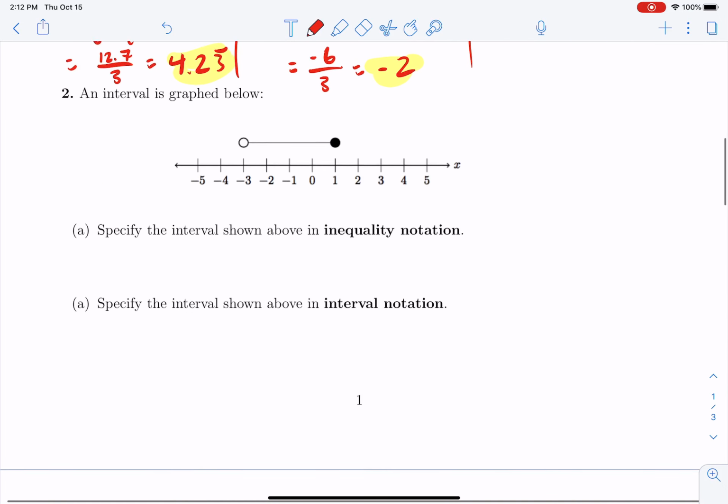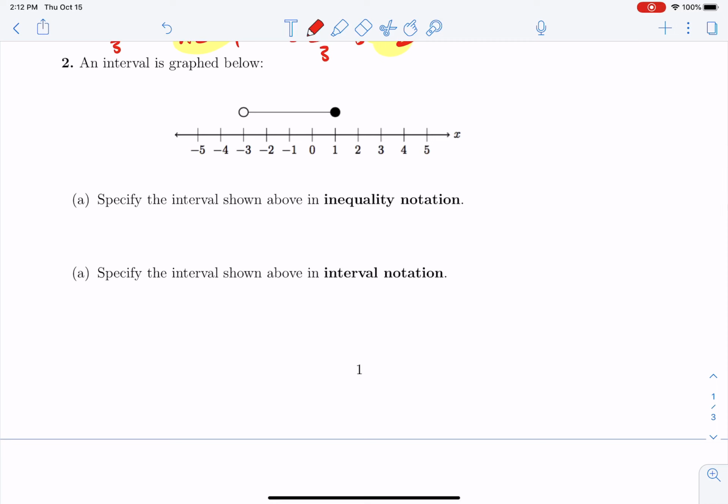Oh, there's another one in the do now. So reviewing interval. So an interval is graphed below, and we have this interval with an open circle showing that negative 3 is not included. And then to 1, which shows that 1 is included because it's a filled in dot.